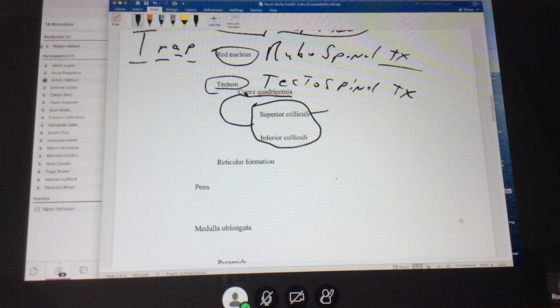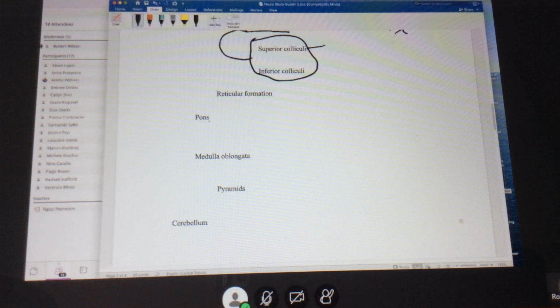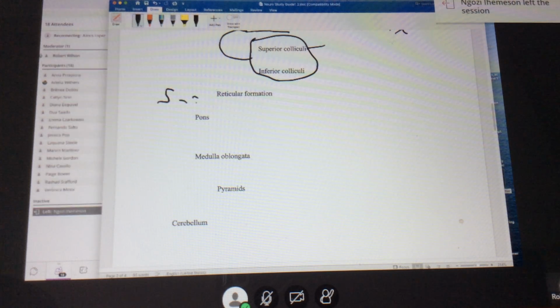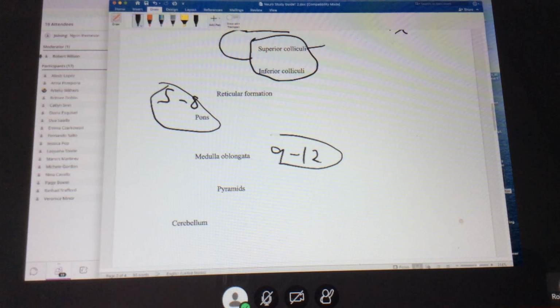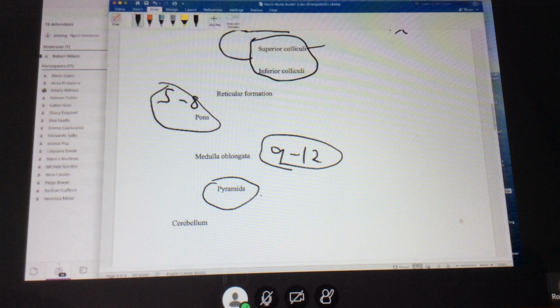All right, next, in the pons, basically, it's cranial nerves 5 through 8. And really, there's no other major nuclei that you need to know. I mean, there's a bunch, but not for what you guys need. In the medulla, remember, the medulla has cranial nerves 9 through 12. But remember, in the medulla is where you have the pyramids or the decussations.